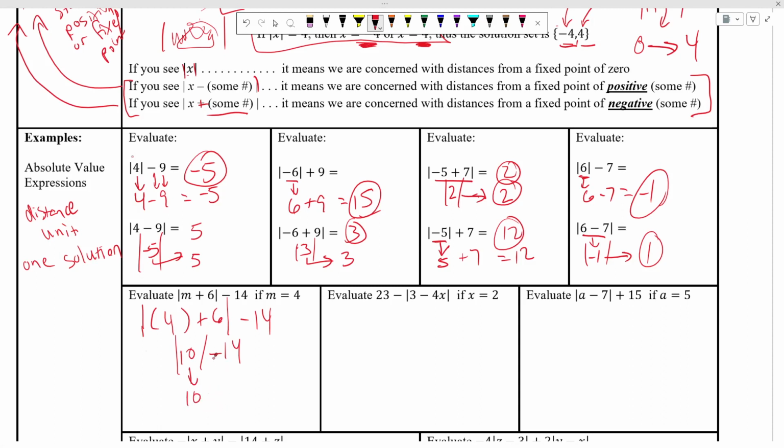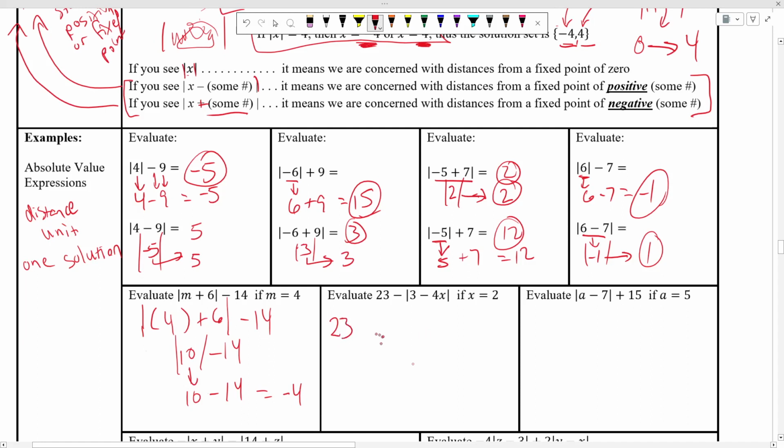Now with that said, I had this 14 to begin with, minus 14. Okay, great. Now I can go ahead and evaluate fully and get an answer of -4. Not too difficult there. The key here on this one is replace, substitute, and then follow order of operations.